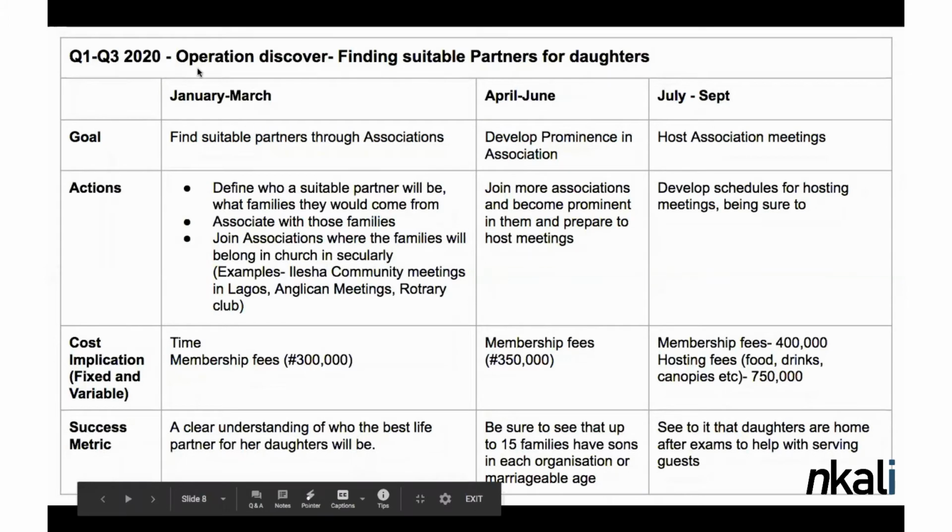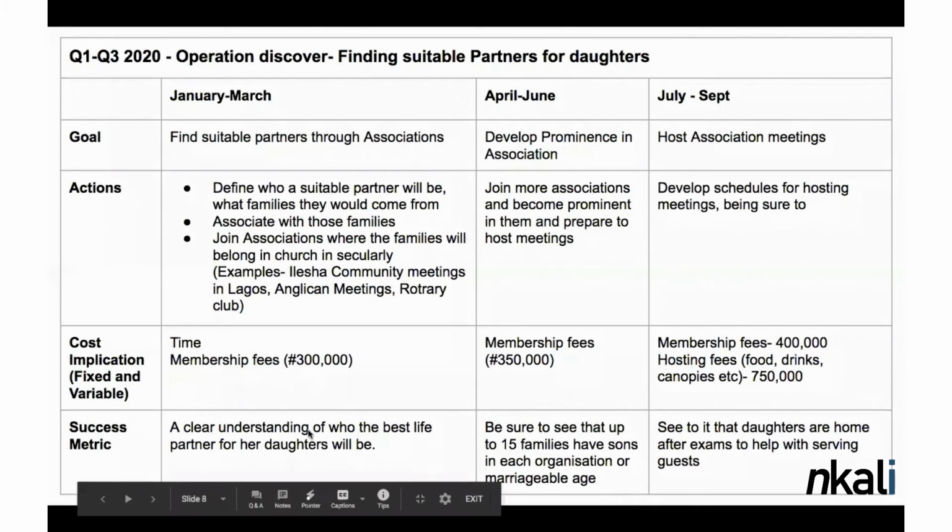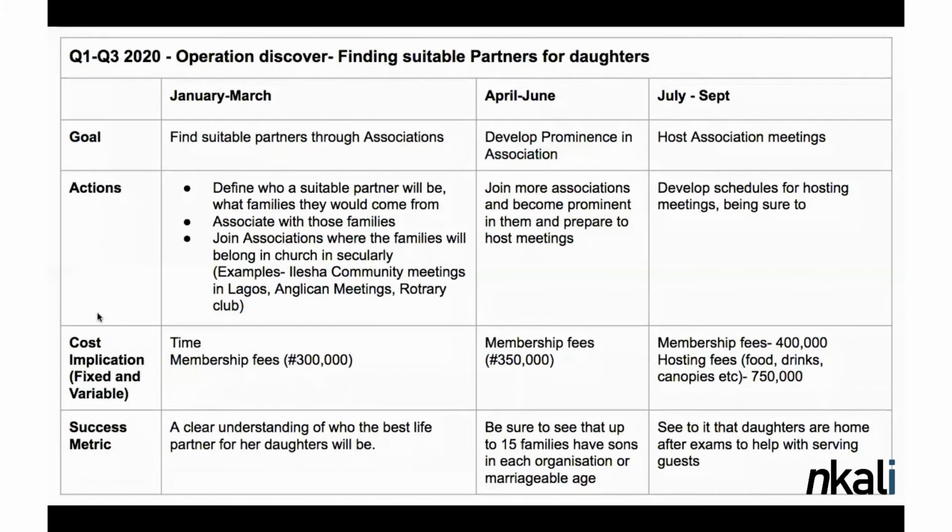Yeah, so this is a very fictitious thing. The success metric is a clear understanding of who the best life partner will be for her daughters, right? Of course, this is in her opinion. I want to say that I do not subscribe to this in real life. I do not agree with parents trying to do this to their kids, but it's just a fun example. That's why I'm using it, right? Yeah, interesting example.